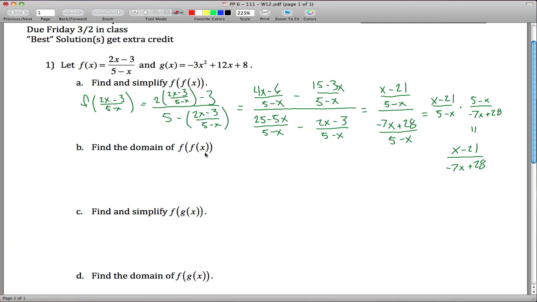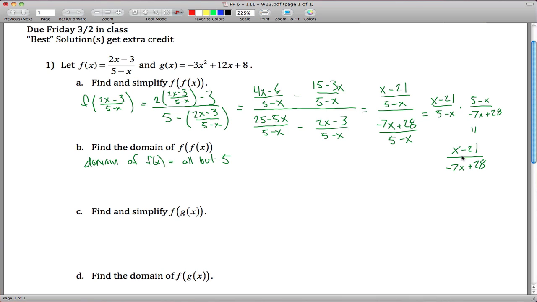Now you want me to find the domain of that thing. Okay, so for the domain, I have to first consider the domain of the inside function, f of x in this case, which is everything except for 5. I can't divide by 0. If x equals 5, I'll divide by 0. So all but 5.